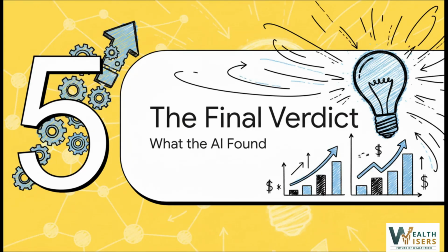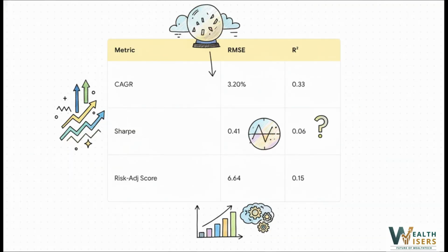Okay, so we've seen how the data gets made, how the AI gets trained, and how it analyzes everything. So now, it's the moment of truth. What did the AI actually find? What's the final verdict? All right, let's be totally transparent about how well this thing actually works. That R-squared value, basically it tells you how much of a strategy's performance the model can actually explain. A perfect score of 1 would mean it's a crystal ball, and, well, you can see we're not quite there, especially with something as tricky as the Sharpe ratio.